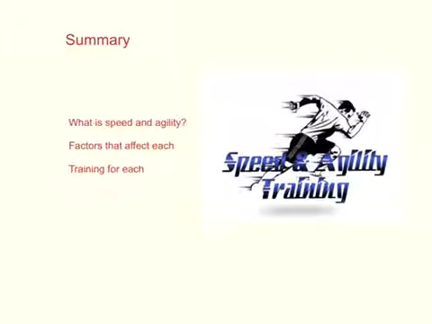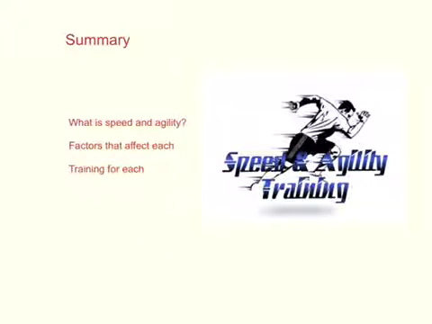Summarizing today's lesson, we looked at speed and agility. And speed is how quickly we can move our body or body parts from point to point. Agility deals with changing position and direction of our body quickly, reacting to our situation. Speed and agility are affected by different factors. Speed, we have things we can control, like our acceleration or deceleration. Things we can't control, genetic factors, like the amount of fast twitch fibers that we have.